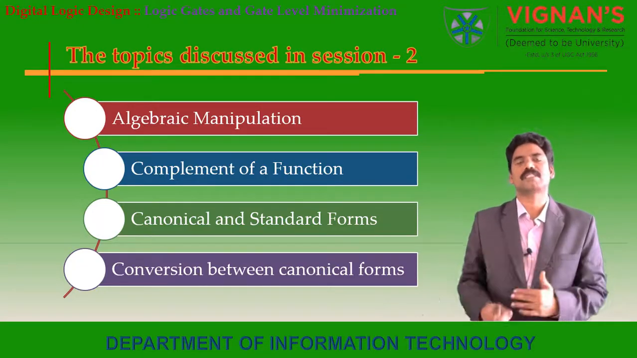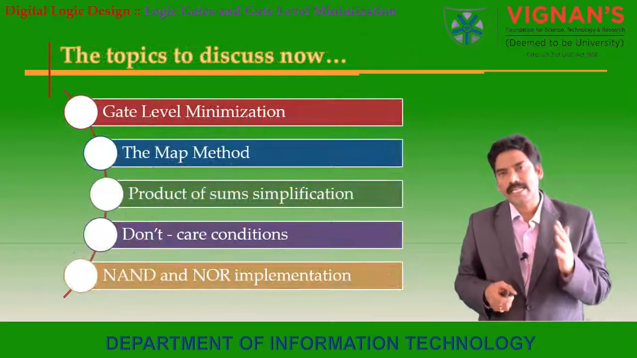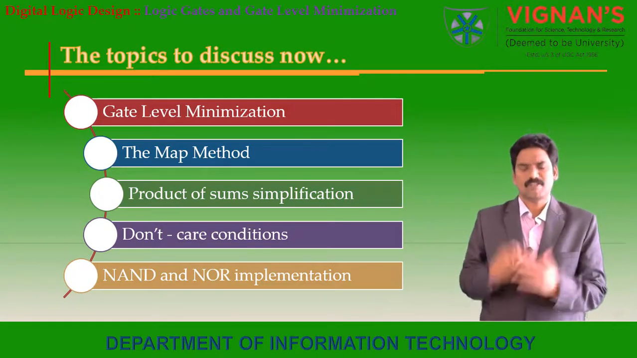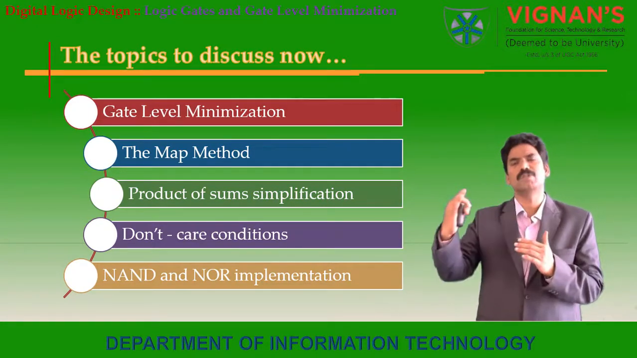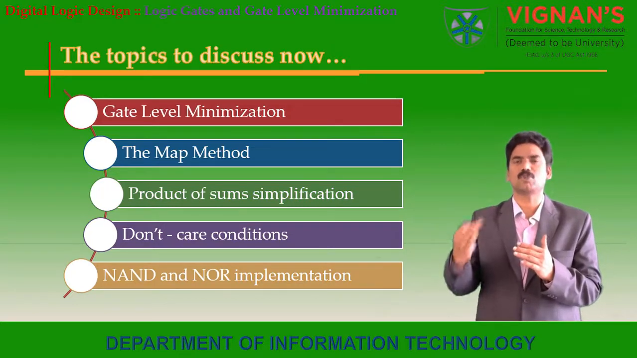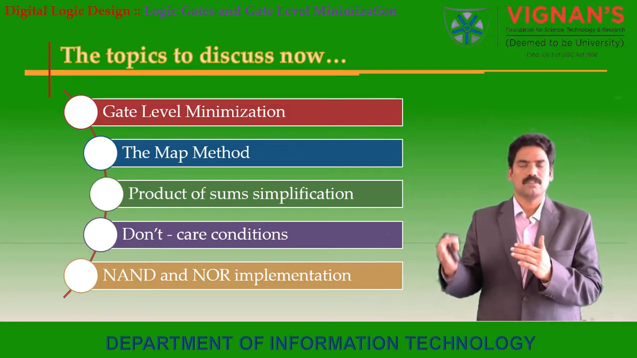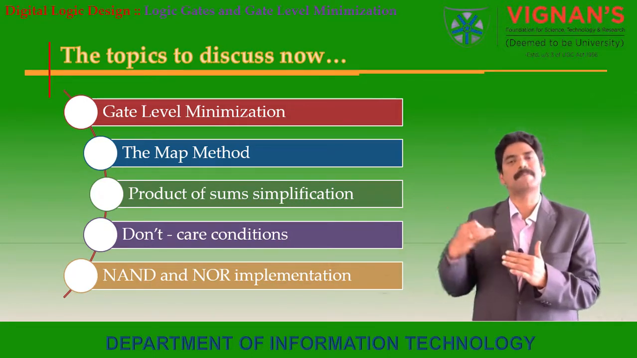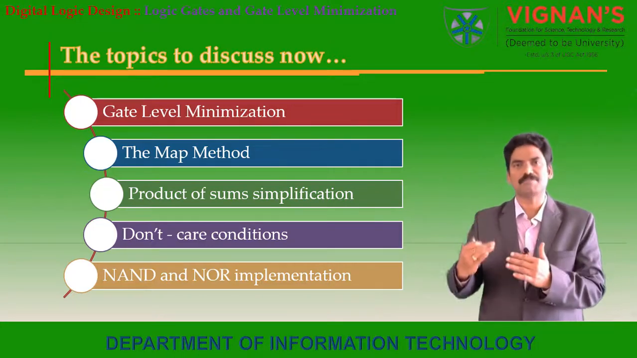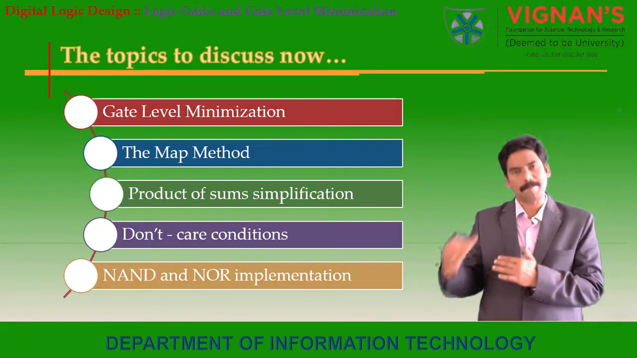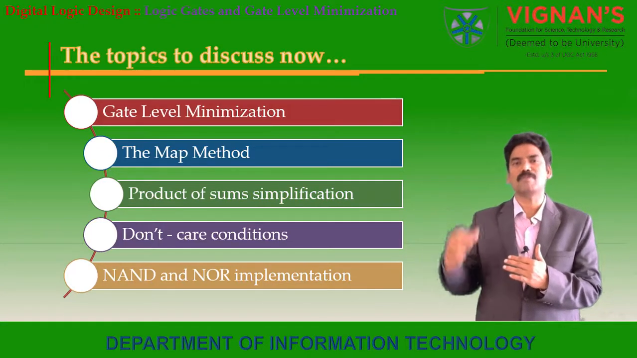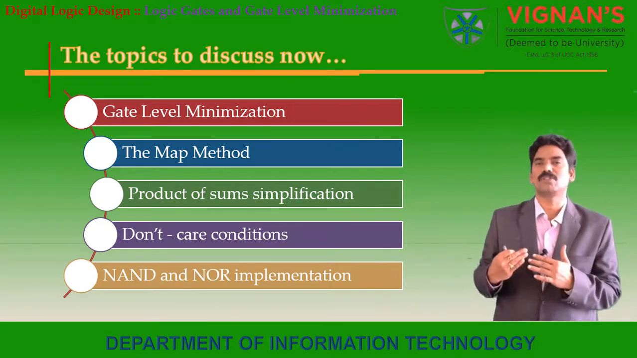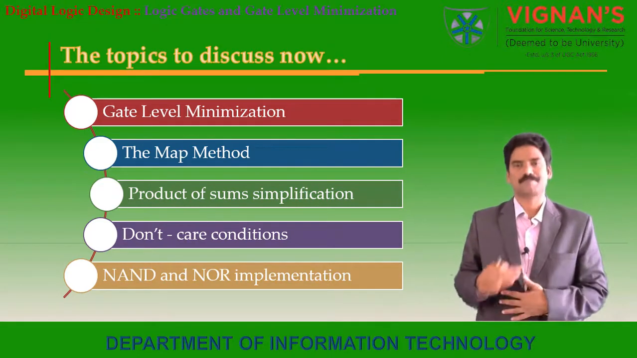Now we are going to discuss gate level minimization. Our main focus is gate level minimization only. For that we have already used Boolean algebraic expressions to simplify the circuit. Now another method is the map method, which we are going to discuss in detail. In that map method we are going to discuss product of sums simplification and don't care conditions, and finally we are going to discuss NAND and NOR implementation.